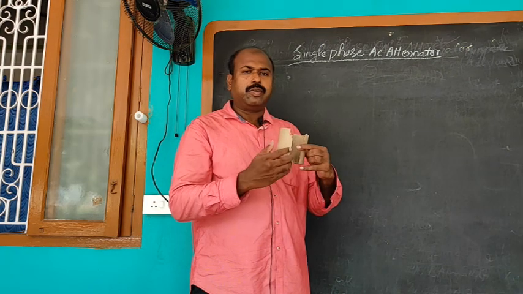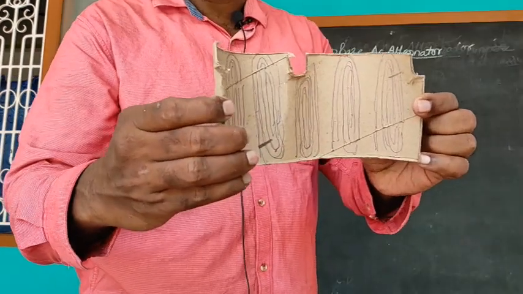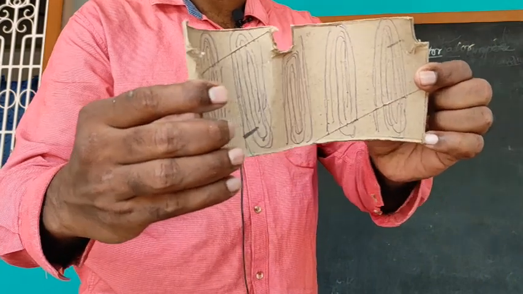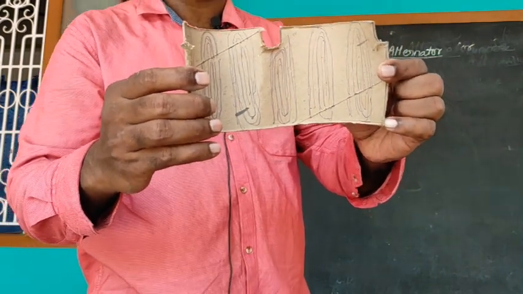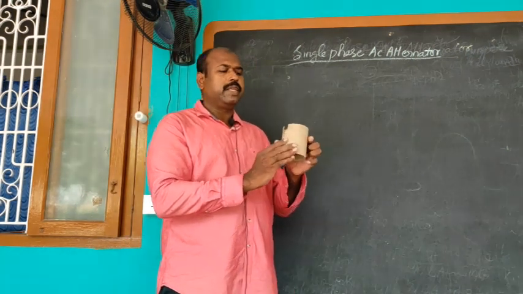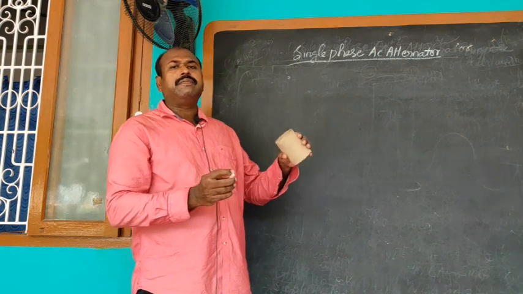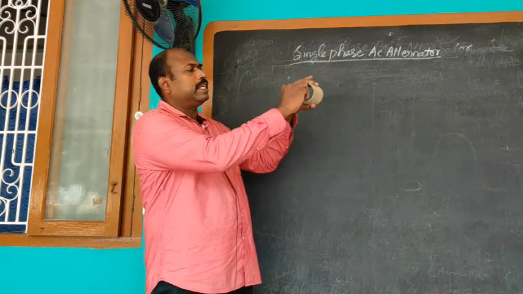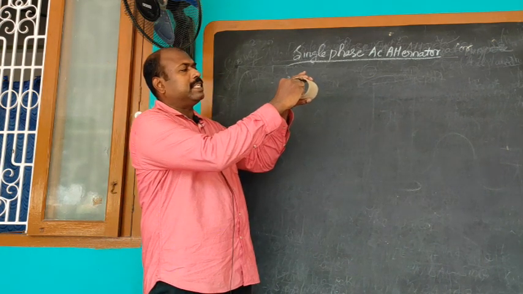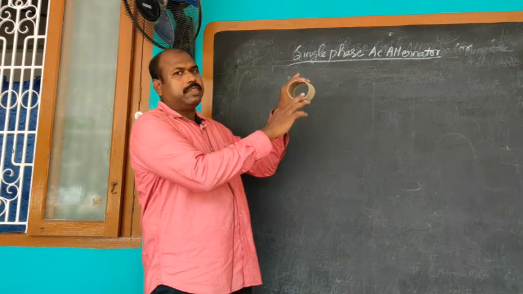I hope you can see the armature coil which I have drawn inside the stator core. It is mounted inside the stator core, and the rotor or the field magnet is made to rotate inside the stator core. Thereby the EMF is induced in the circuit.